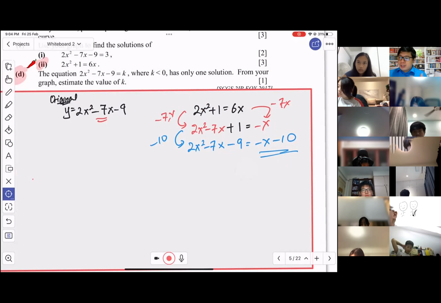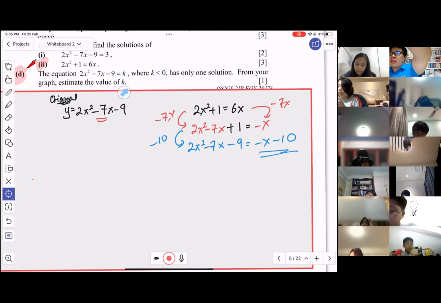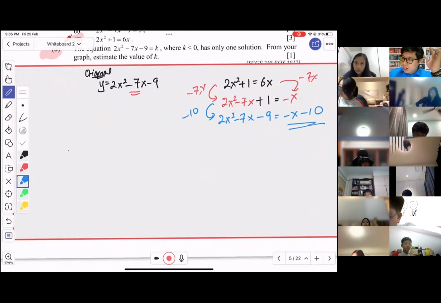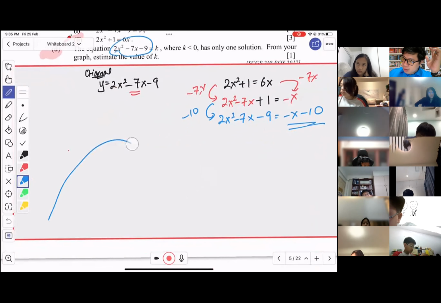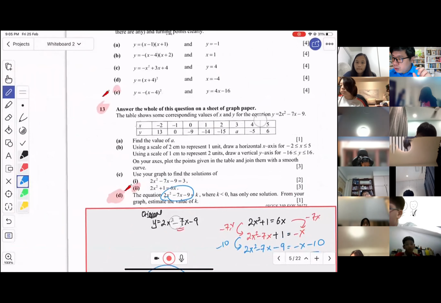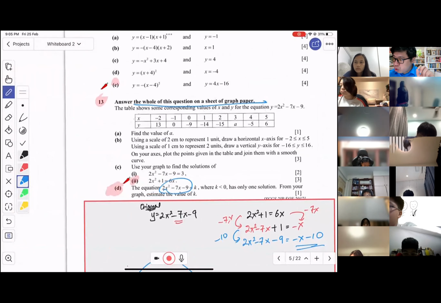Now, 2x squared minus 7x plus 9 equals k, where k is less than 0, has only one solution. From your graph, estimate the value of k. So this question is actually asking for the maximum value. Also for this graph, because it's graph paper, remember this question, they will tell you to use graph paper, you're supposed to plot. You see the instruction is plot, not sketch.